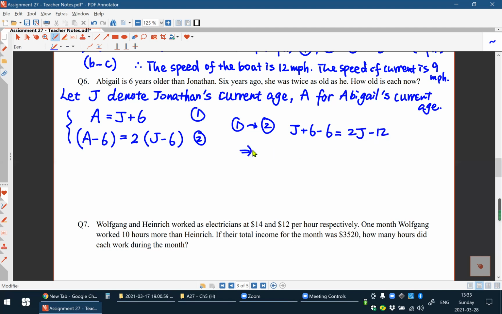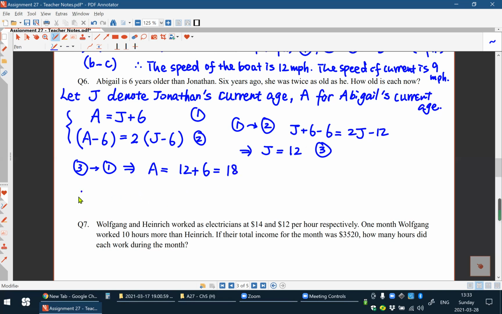Okay, again, J is 12. That means we have solved for Jonathan's current age. Let's denote this with 3. Then we can put 3 into equation 1. This will give us A is 12 plus 6, which is 18, right?